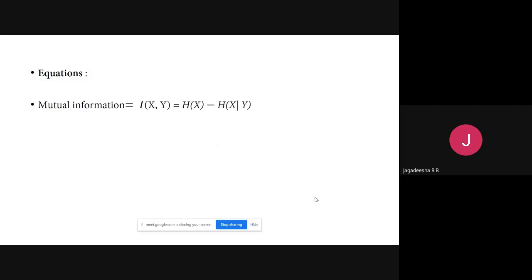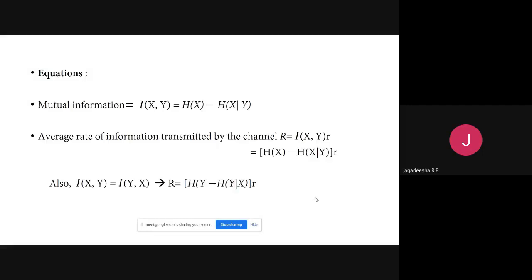Okay, so I was talking about the mutual information here. Mutual information we discussed, and then we talked about the average rate of information transmitted, that is equal to mutual information multiplied by the rate. So how to represent the mutual information? That is based on the entropies or conditional entropy. It can be represented in this way.